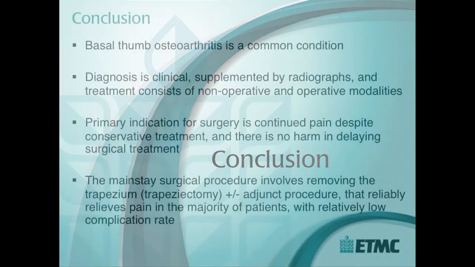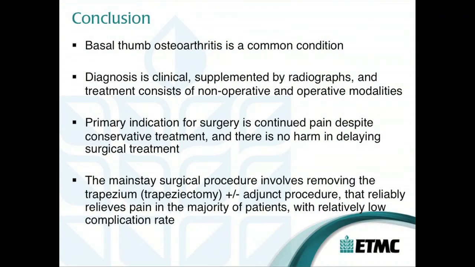So in conclusion, basal thumb arthritis is a common condition. The diagnosis is clinical, supplemented by X-rays, and treatment consists of primarily non-operative modalities, but then every now and then operative modalities. Primary indication for surgery is continued pain, despite having tried all the conservative treatment measures, and most of the time there's no harm in delaying surgical treatment. The mainstay of procedure is removing the trapezium, plus or minus additional adjunct procedure. And in most cases, that reliably relieves the pain with a relatively low complication rate.